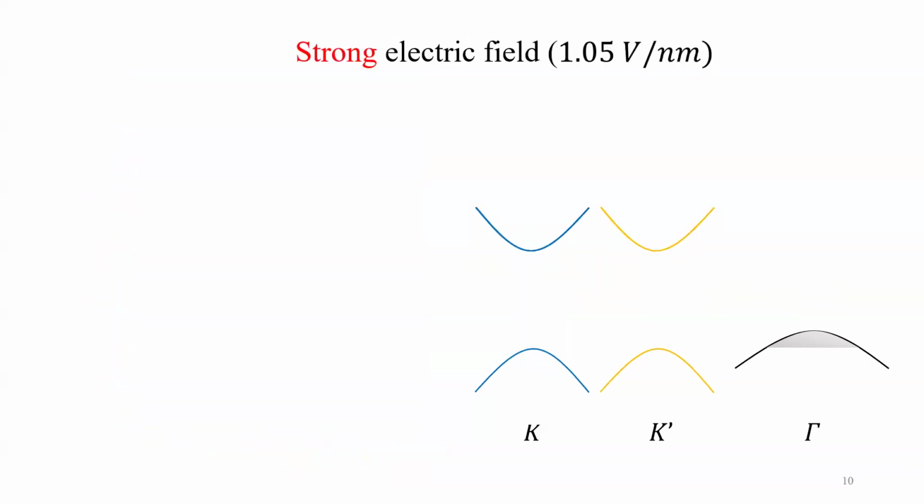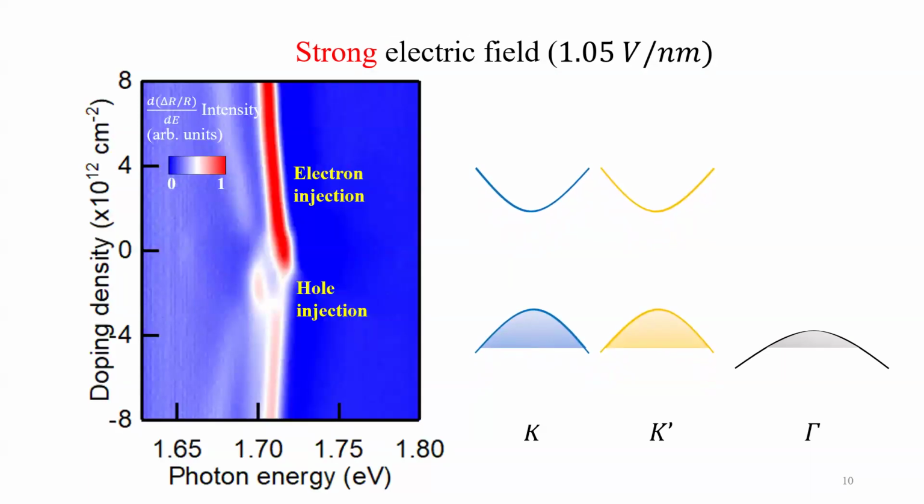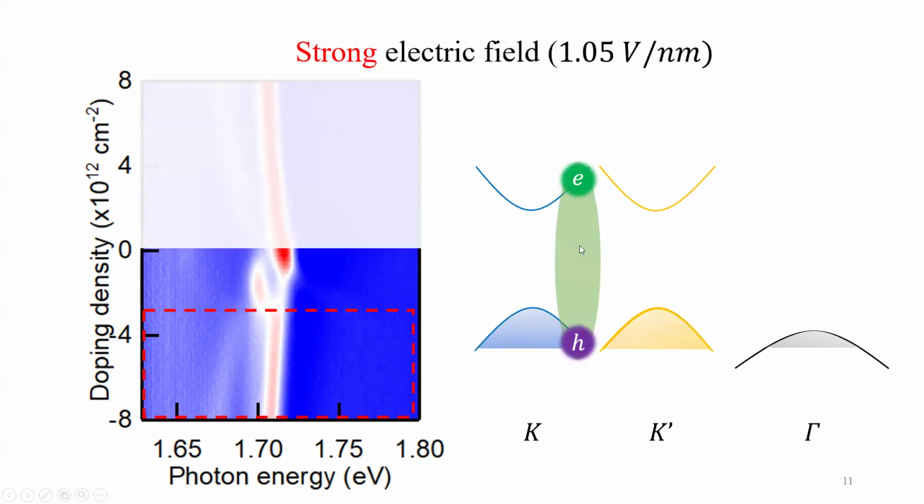Then if we apply a strong electric field, we lift up the K valleys. And when we measure the reflection contrast again, we get a very different result. Here we still focus on the hole injection side, and we look at this high doping regime first. In this case, we still attribute the features to the K gamma exciton polaron.